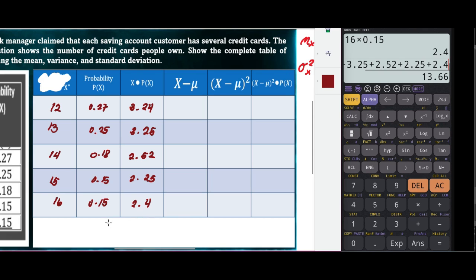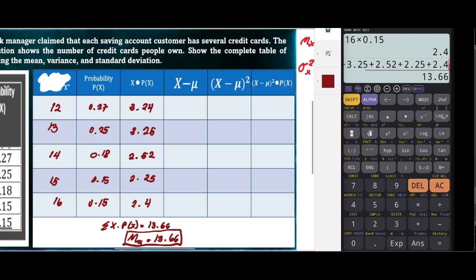So, kunin natin yung sum niya. Summation of x times p of x is equal to 13.66. So, itong 13.66 na yan, class, that is already the expected value or the mean. Ayan. So, nakuha na natin siya.